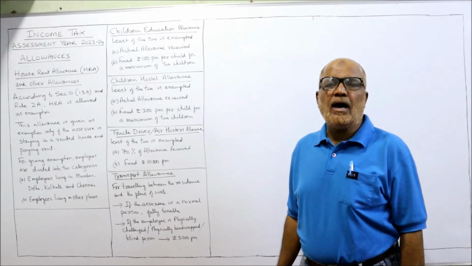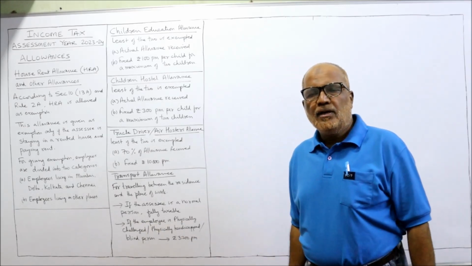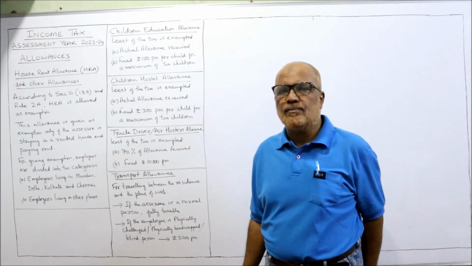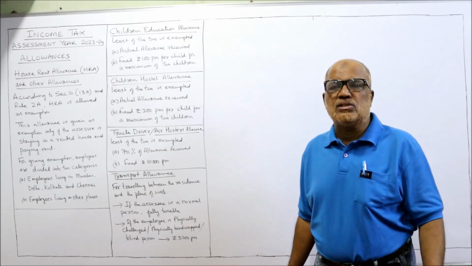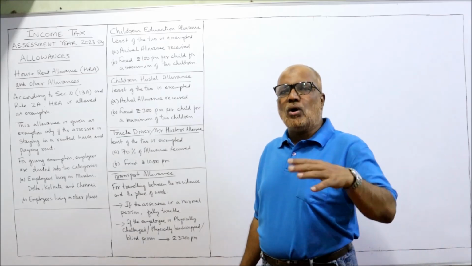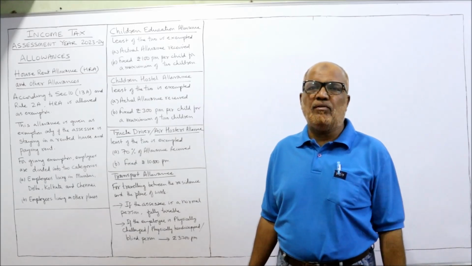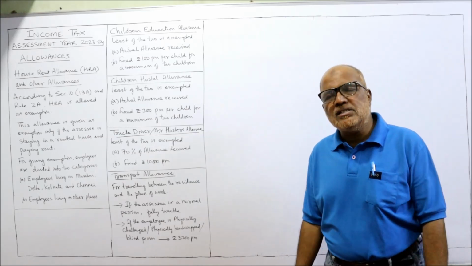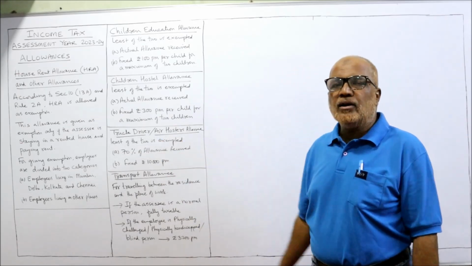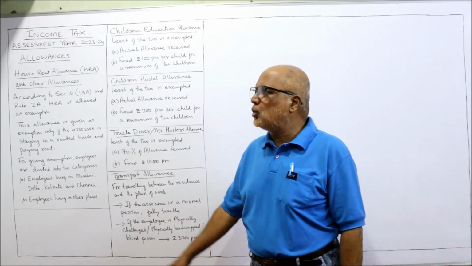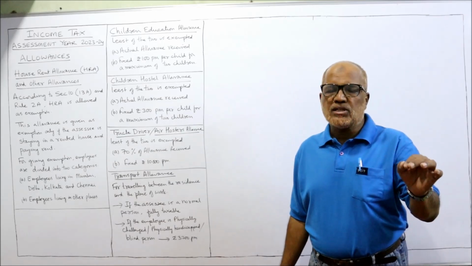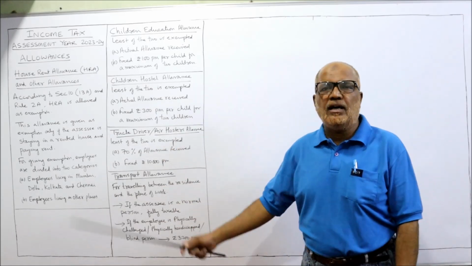Now in this video, I am explaining house rent allowance. One of the most popular allowances given by employers to employees is house rent allowance. This is for meeting the rent of the houses where employees stay. Whether the employee is living in a rented house or not, sometimes a fixed HRA will be given by the employer. In that case, how much is exempted and how much is taxable is provided by the Income Tax Act. According to section 10(13A) and rule 2A, HRA is allowed as exemption.